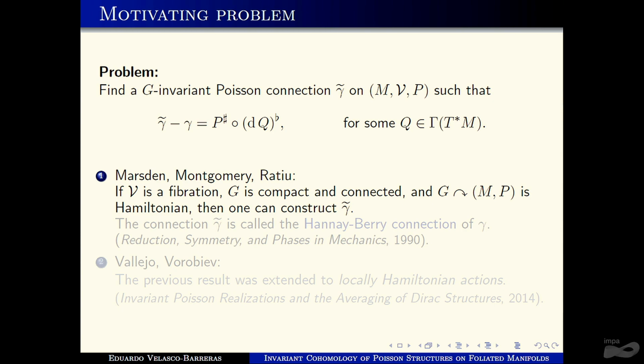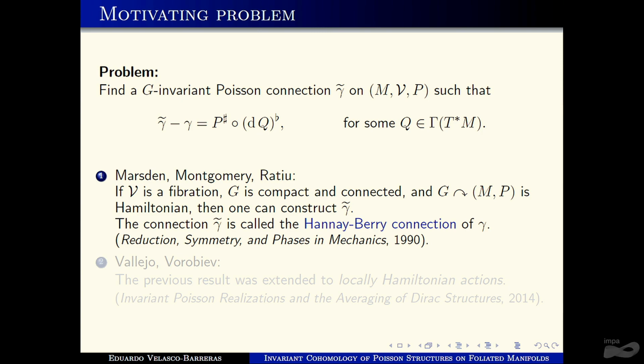That's what they prove. And they were motivated by the fact that this connection appears in the study of phases in both classical and quantum mechanics. That was studied by Hannay and Berry, and that's why this class of connections was named after Hannay and Berry. This is the Hannay-Berry connection of the original connection gamma.